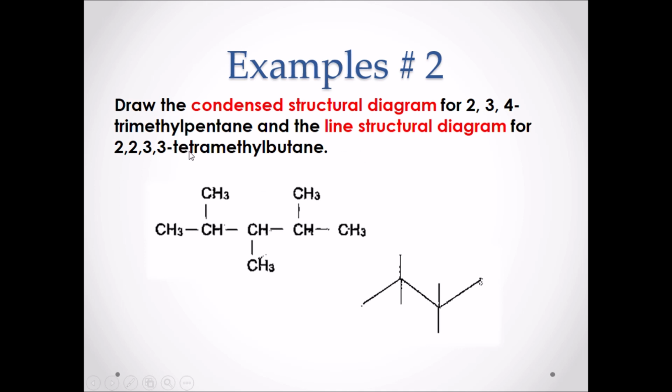Then we have tetramethyl. That tells us there's 4 single carbon branches. 2 of those branches are coming off the second carbon, and 2 of those branches are coming off the third carbon. If we consider this our first carbon, here's our second. There's 1 methyl branch and the other. This would be our third carbon, and here are the remaining 2 methyl branches.